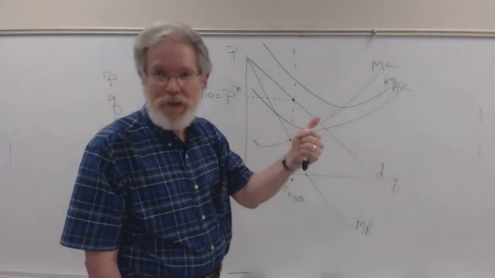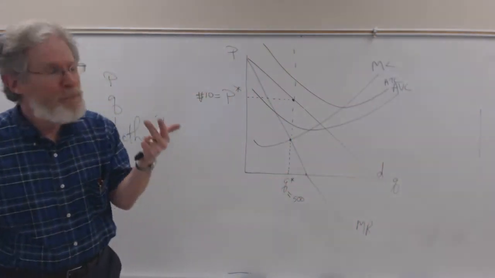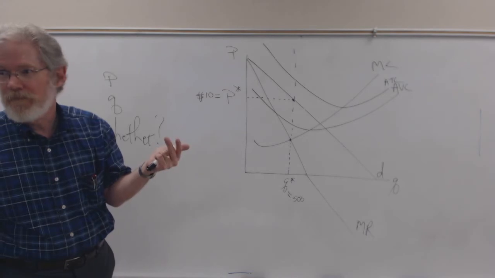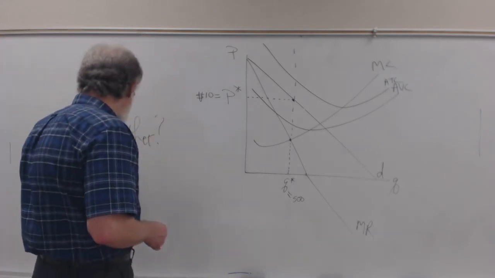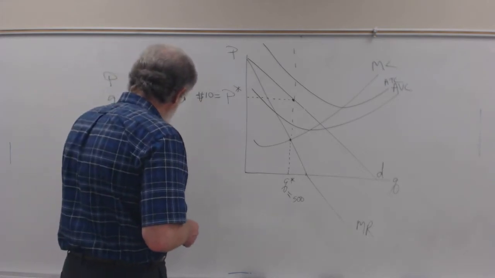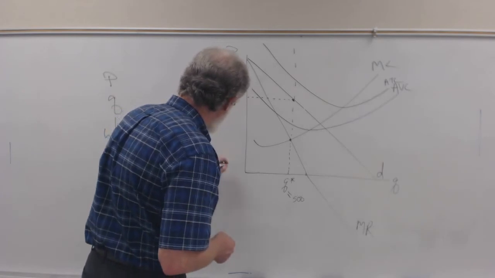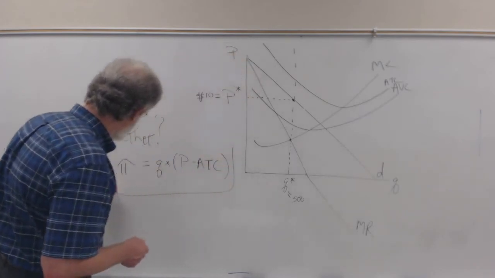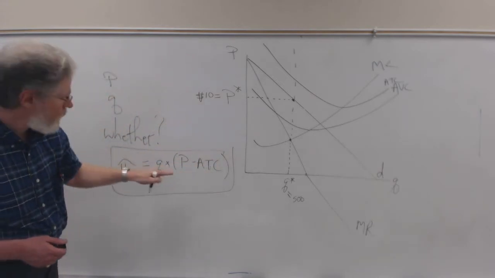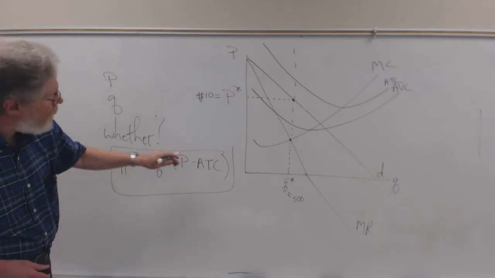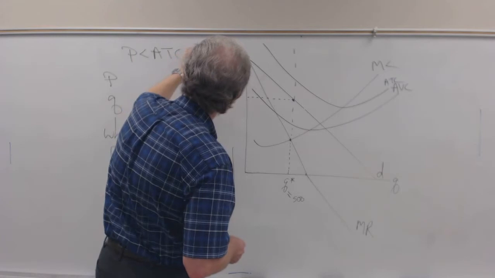That leaves the question, is he going to produce at all? Should he produce? Should he shut down temporarily? Should he go out of business? Is he making any profit? Profit, remember, can be written as quantity times price minus ATC. That is really important to remember. This is per unit profit. This is the number of units. If price is below ATC, then that means he's losing money.